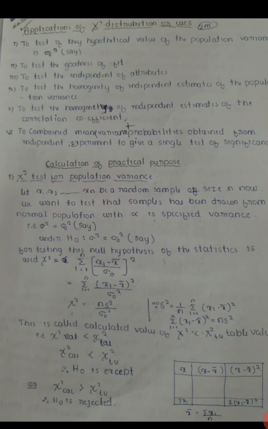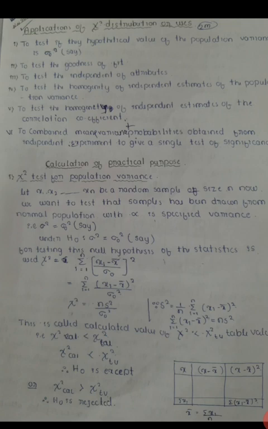Since s square is equal to 1 upon n summation i is equal to 1 to n, xi minus x bar whole square, this implies summation i is equal to 1 to n, xi minus x bar whole square is nothing but n s square. This is called the calculated value of chi-square. Either chi-square calculated value is less than the chi-square table value, or chi-square calculated value is greater than the chi-square table value.